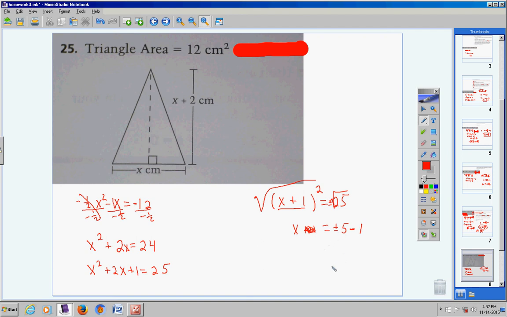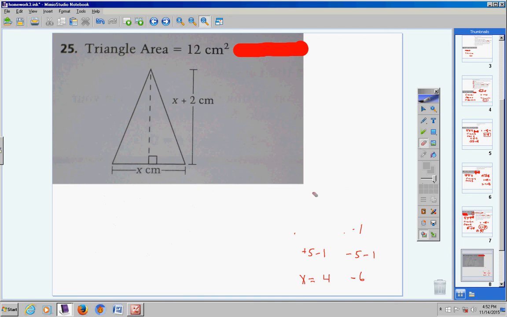Now, whenever the square roots totally cancel like this, you can go ahead and write it positive 5, negative 1, and then negative 5, negative 1. Okay? Combine these 2 numbers, you get 4. Combine these 2 numbers, you get a negative 6. Now, there's your 2 answers for x. But nowhere did the problem ask you to solve for x. Nowhere.